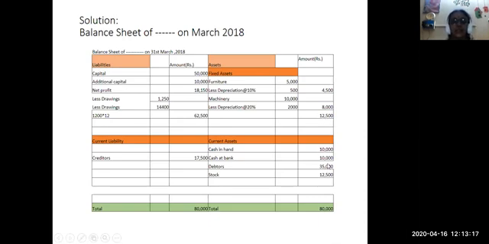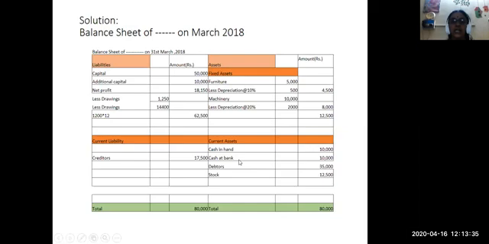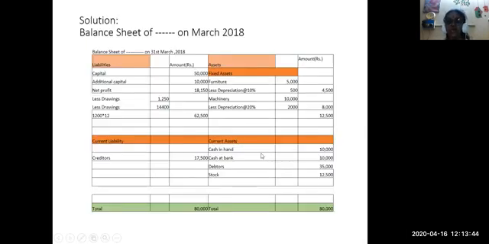Now coming to the current asset: cash in hand 10,000, which is given on the table. Closing cash balance is 10,000, which is given in the data sheet. So cash in hand 10,000. Cash at bank 10,000, which is given in the table. She further introduces capital of 10,000 by opening a bank account, that is cash at bank 10,000. Debtors is given as additional information, 35,000. Stock is also given as additional information, 12,500. We will stop there, and then come to capital.